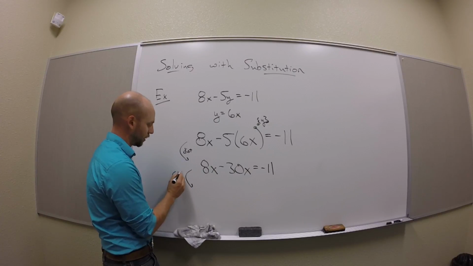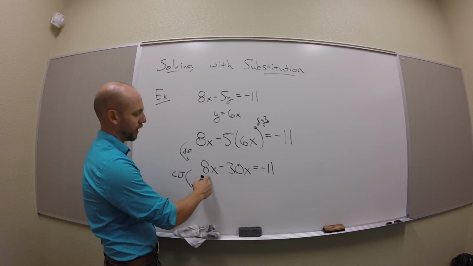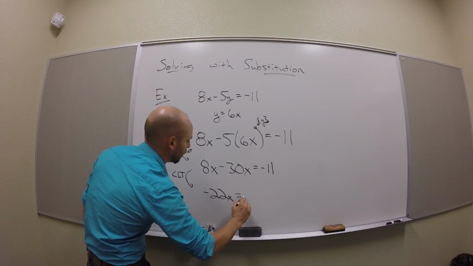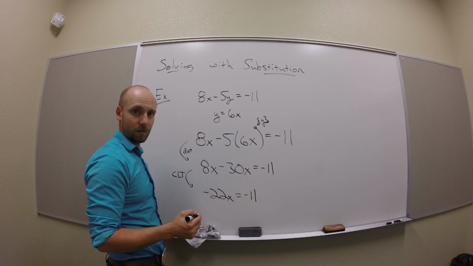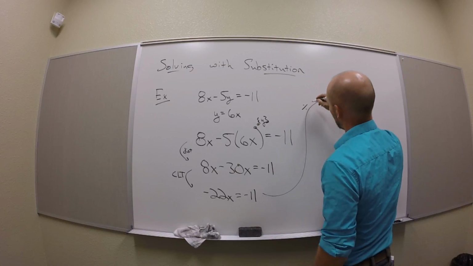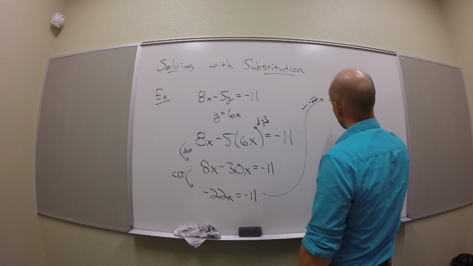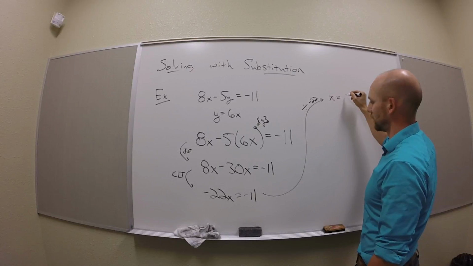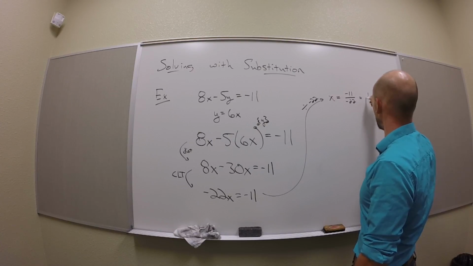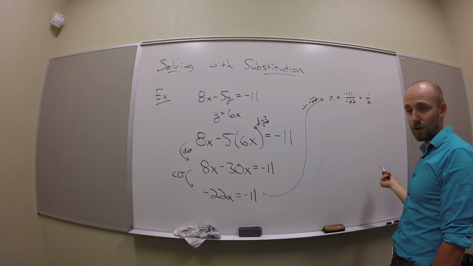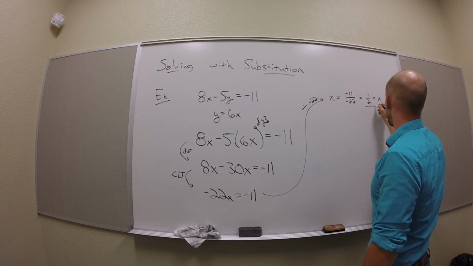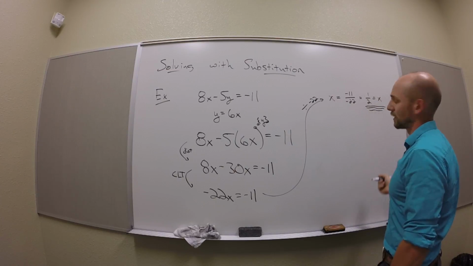This step's going to be combine like terms. So 8x take away 30x, I think, is minus 22x. That gives me negative 11. Then I'm going to want to divide by negative 22, I think. So that'll get me x is negative 11 over negative 22, which gives me 1/2, right? Okay. Now, at this point, I know what x is, right?